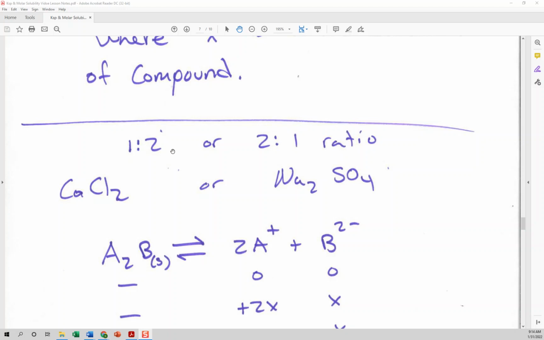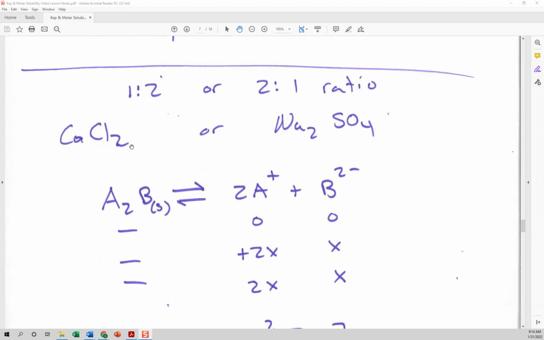It's just a 1-to-2 ratio between ions. So here's one example: 1 calcium, 2 chlorides, 2 sodiums, 1 sulfate. So 2-to-1 or 1-to-2, it doesn't matter. It would always follow this.